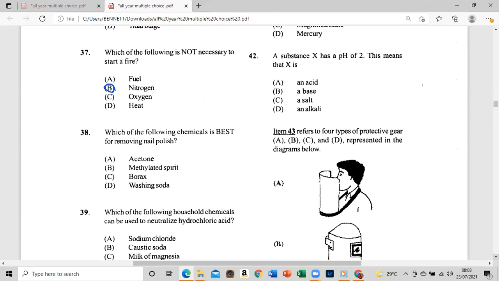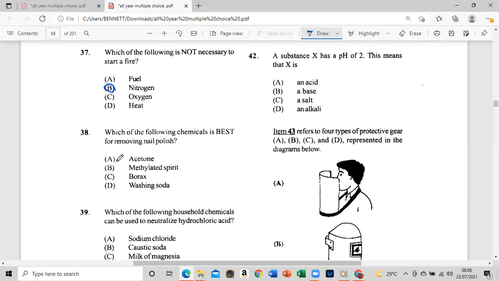Which of the following chemicals is best for removing nail polish? Is it acetone, methylated spirit, borax, or washing soda? Type in your answers, guys. 38 is acetone. That's A.